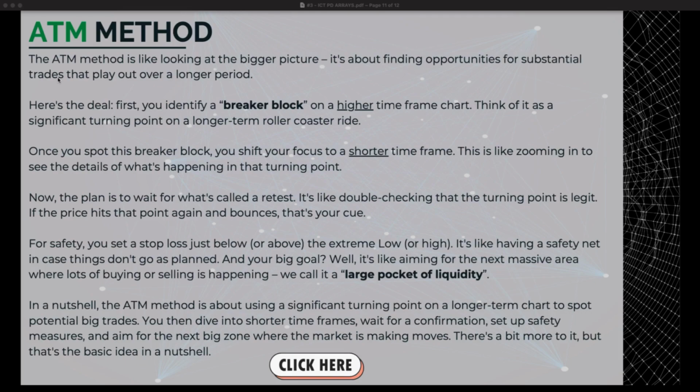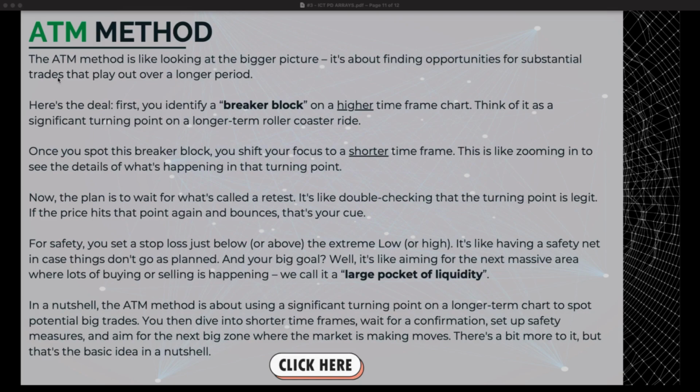Now the plan is to wait for what's called a retest. It's like double checking that the turning point is legit. If the price hits that point again and bounces, that's your cue. For safety, you set a stop loss just below or above the extreme low or high. It's like having a safety net in case things don't go as planned. And your big goal, well, it's like aiming for the next massive area where lots of buying or selling is happening. We call it a large pocket of liquidity.